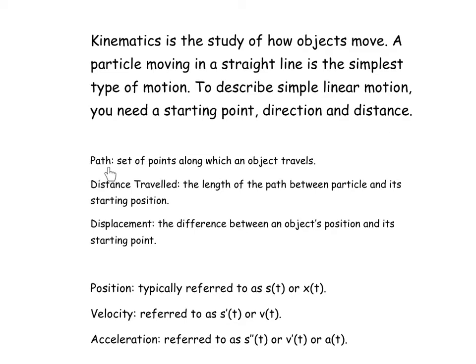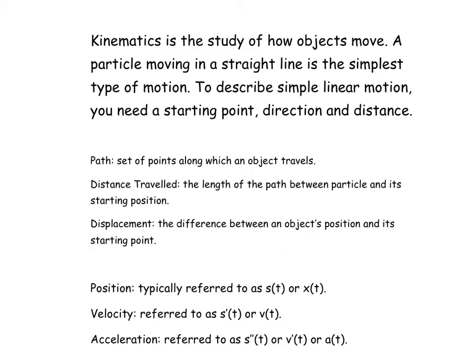First, a path. Path is the set of all points along which an object travels. Distance traveled is the length of the path between the particle and its starting point. And displacement is the difference between an object's position and its starting point.